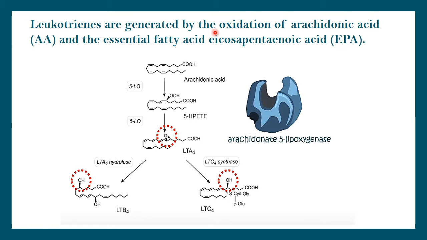Now, leukotrienes are generated by the oxidation of arachidonic acid. If you look at the pathway here, you can see arachidonic acid is oxidized into an intermediate known as 5-HPETE, and then ultimately it's converted to leukotriene A4. From leukotriene A4 they are further converted to leukotrienes B4 and C4. The key enzyme that we have to understand in this pathway is arachidonate 5-lipoxygenase. And here, if we look at this position, we can see there is oxygen association with the ring. That means oxidation has happened.